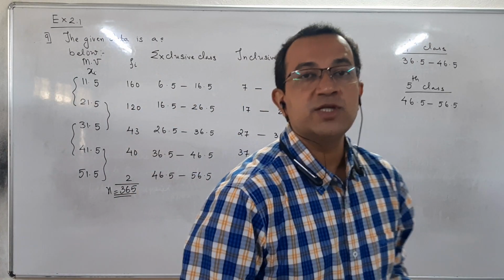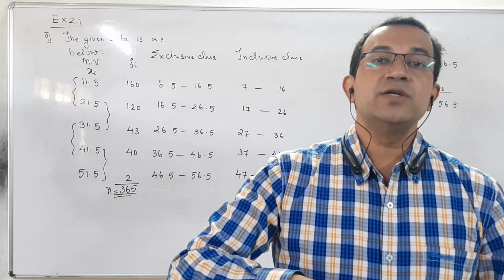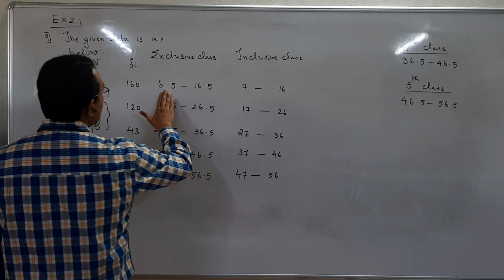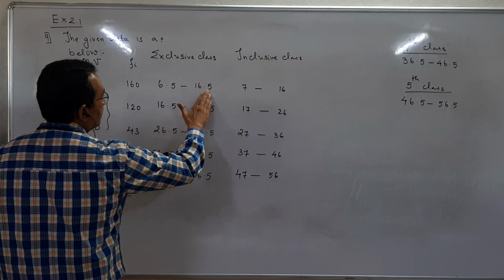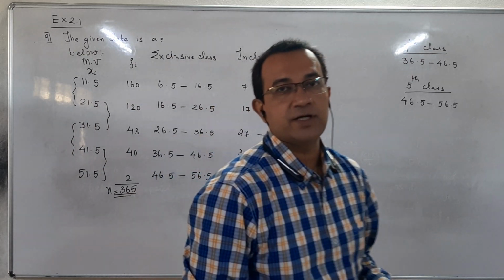It is opposite of boundary points. While converting exclusive to inclusive, add 0.5 to lower limit and subtract 0.5 from upper limit. Students, this is something different.